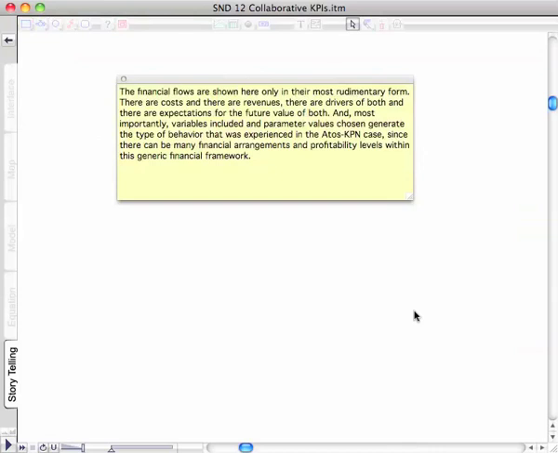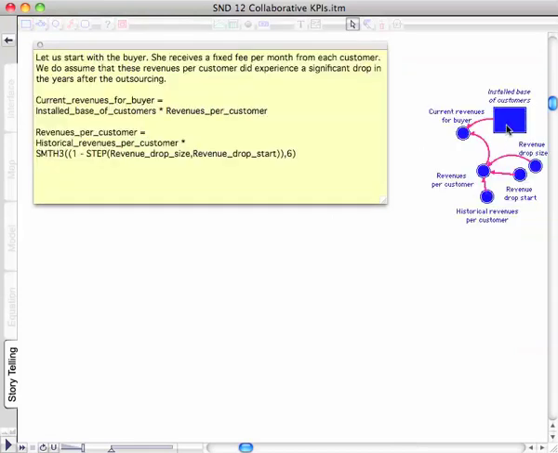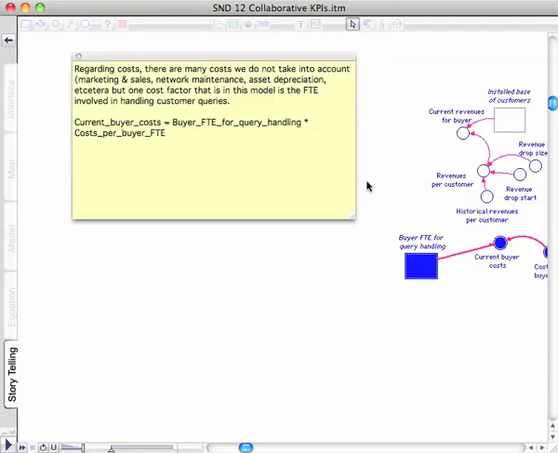Financial flows in themselves are, I think, not so complex, but you have to bear in mind that there are multiple parties here. The first party is you and me, the end customers. Their installed base, they pay a certain amount of money. And there is an historical amount, and you could have a drop size in the revenues there, which actually is what happened, which led to some problems. But it leads at least to revenues for the buyer, for the telecom company.